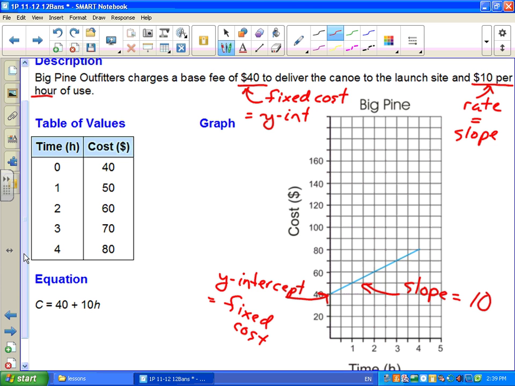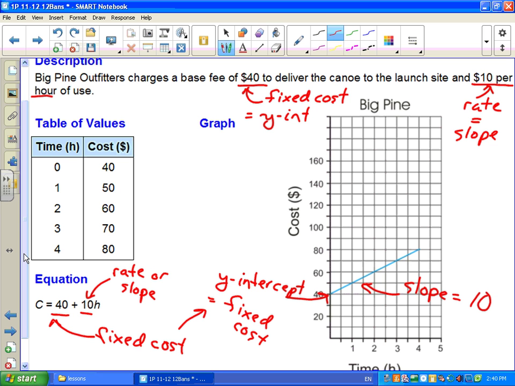Well, how does all of that relate to our equation? What does this 40 here represent in our equation? Well, the 40 is our fixed cost or our y-intercept. And I'll just draw an arrow over there. Fixed cost, right? What about the slope or the rate? Where does that appear in our equation? It appears in this thing that gets multiplied by the number of hours. So this is our rate or our slope.